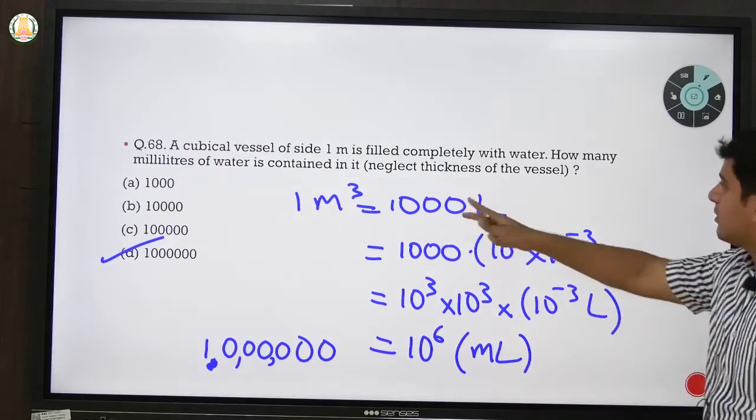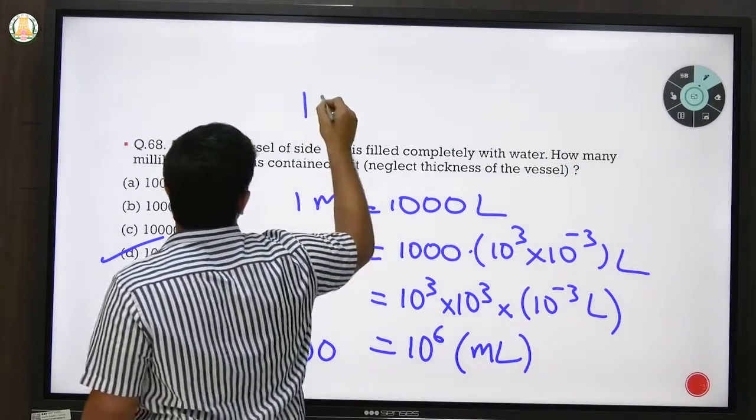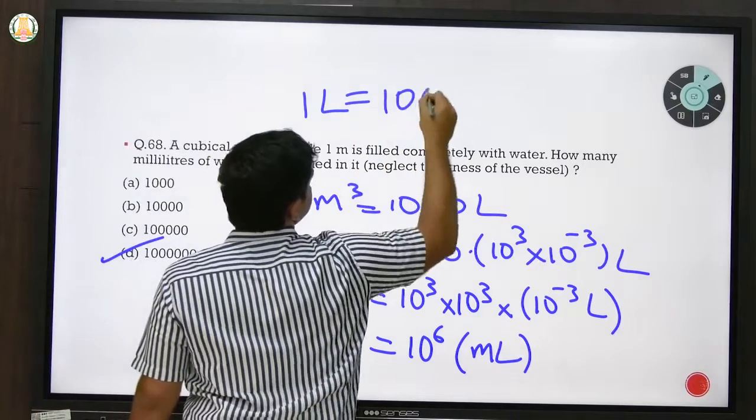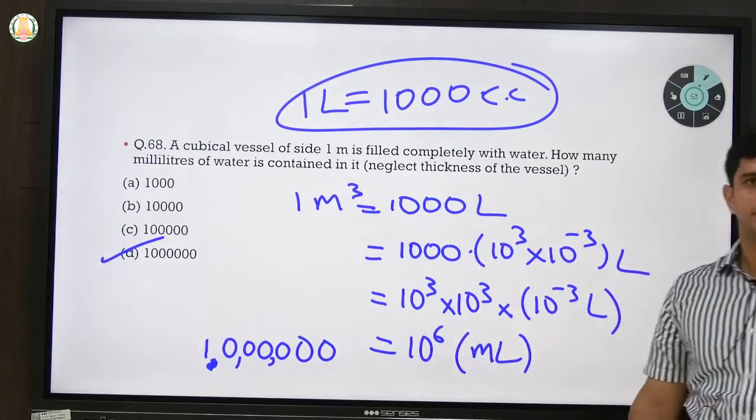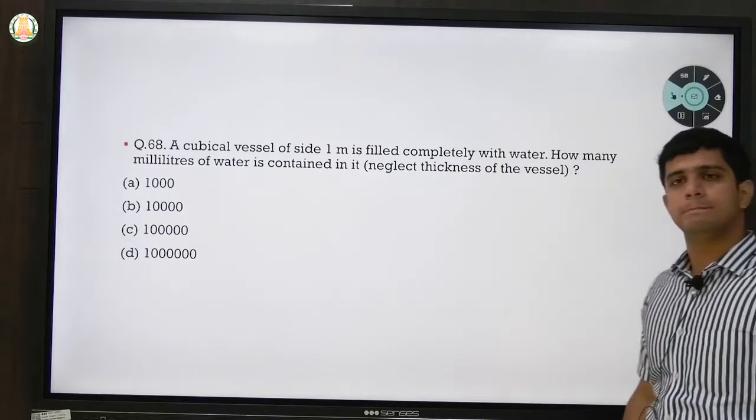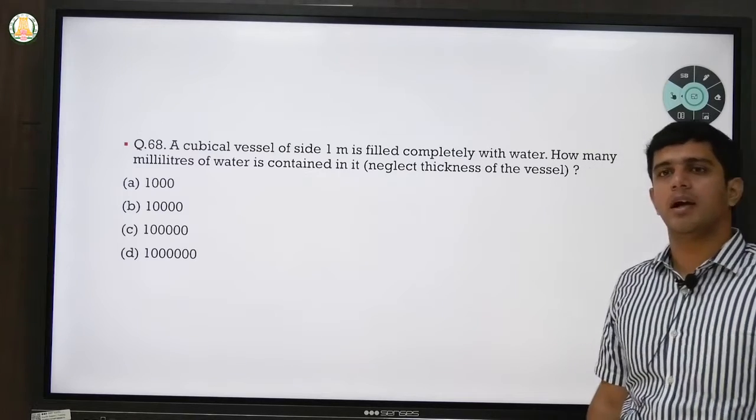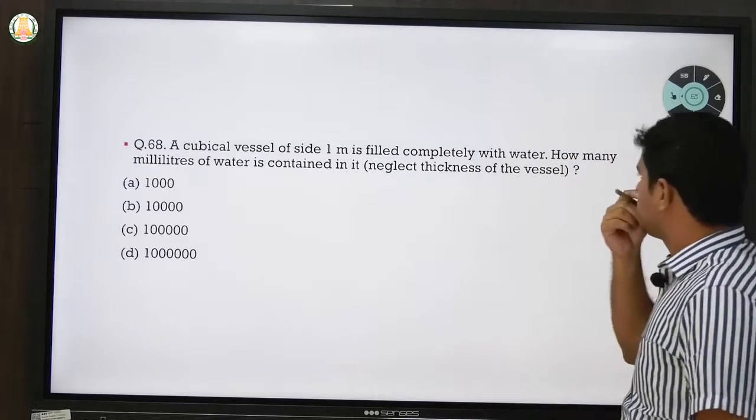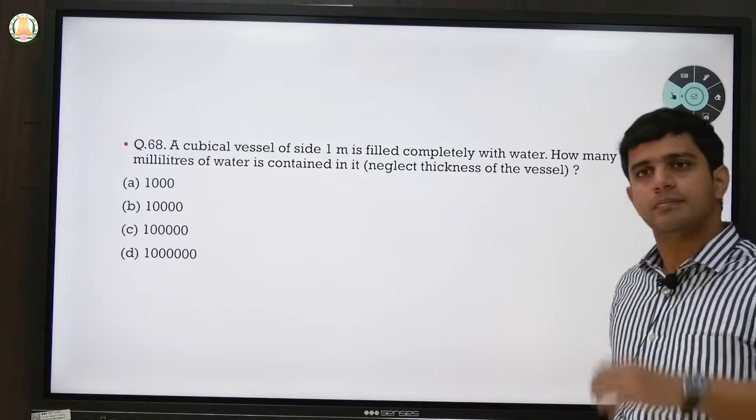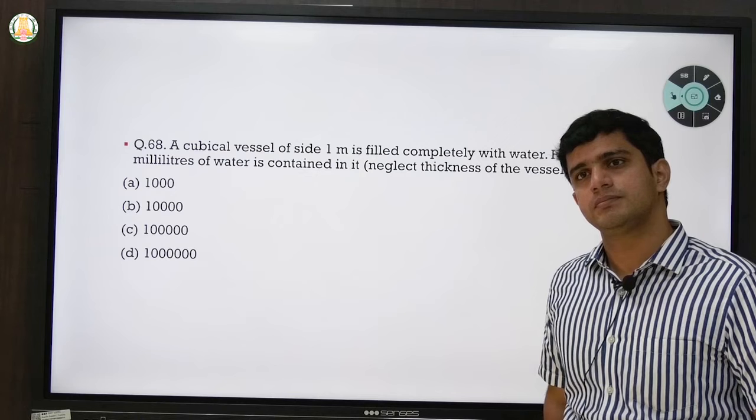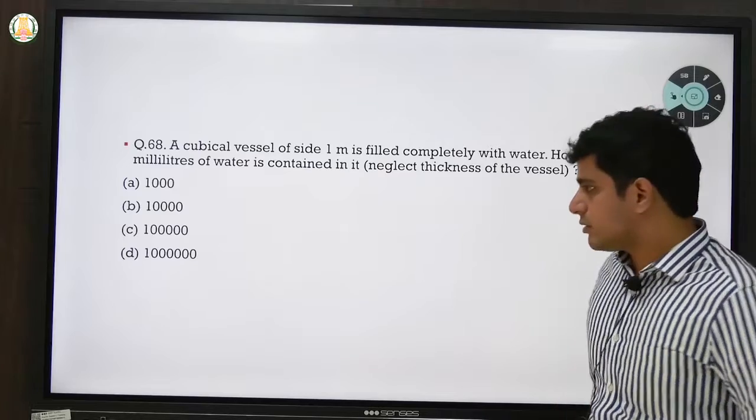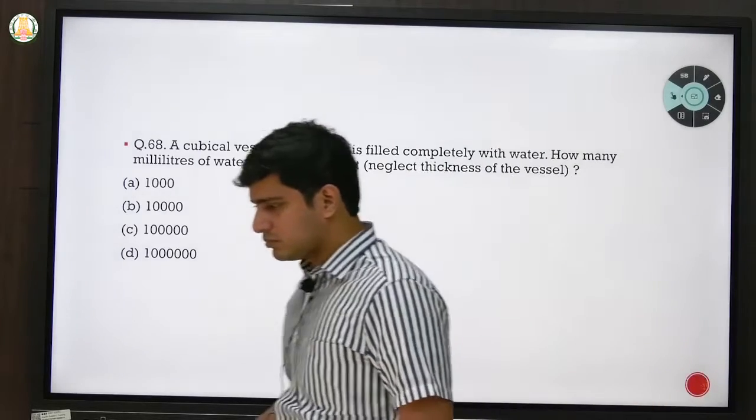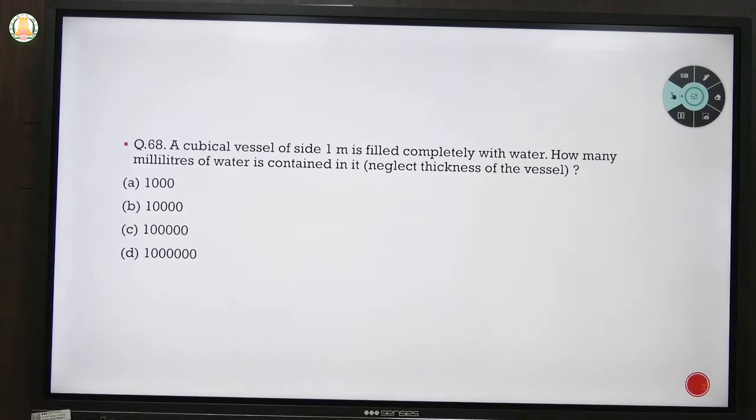If you can just understand this formula, that 1 liter is 1000 cc, then you can derive the answer from this. Suppose I don't know that 1 liter is equal to 1000 cc. The same question came in the previous year. There is a question: 1 kg is equal to 1 liter. Then 0.1 gram is equal to how many cubic centimeters? In such a case, if I don't know that 1 liter is equal to 1000 cubic centimeters, what will I do? Let's see.